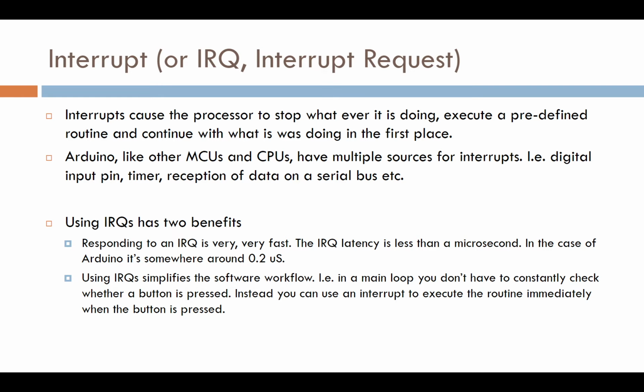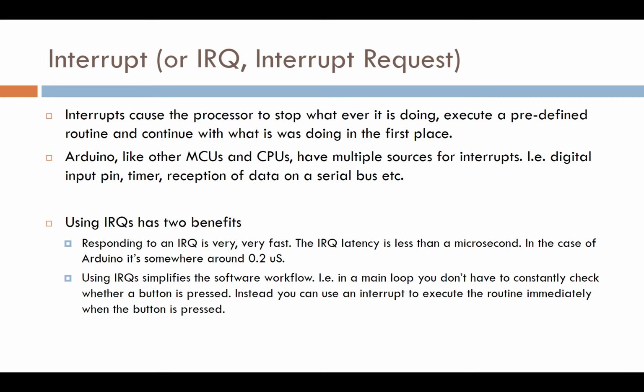Arduino and other MCU CPUs have multiple sources of interrupts. For example, a digital input pin, meaning that you can have a push button, or some device gives an alarm, for example a low battery alarm, where the battery maintenance circuit gives the processor information that now it's better to go to a lower power mode.